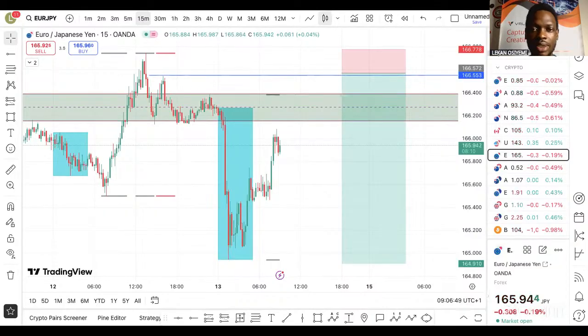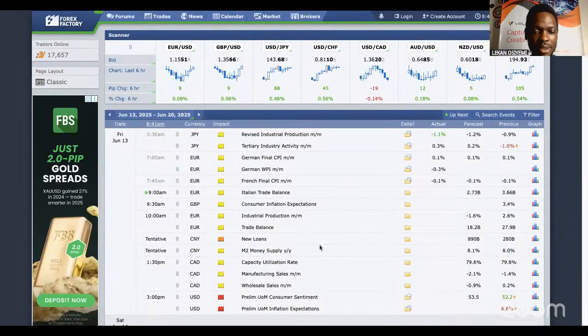All right, as we are also expecting some fundamentals today. Okay, we are expecting some fundamentals today. By 3 p.m., we are going to be expecting the inflation, the USD inflation this afternoon. So make sure you trade cautiously and use your proper risk management strategy.